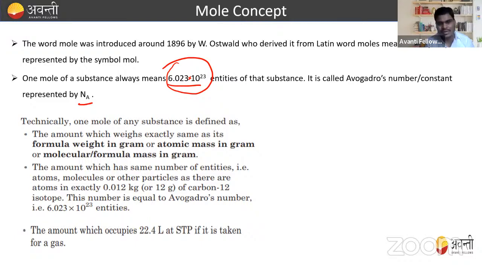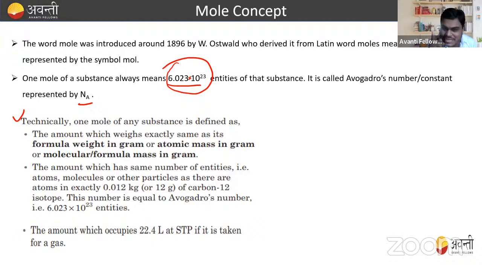That is 1 mole, that is Na, the Avogadro number, right? So technically, how will you define 1 mole? We can define 1 mole as the amount whose weight is exactly the same as the formula weight in gram, the atomic mass in gram, or the molecular formula mass in gram. For the ionic compound we use the formula weight, right? Atomic mass in gram or molecular formula mass in gram.